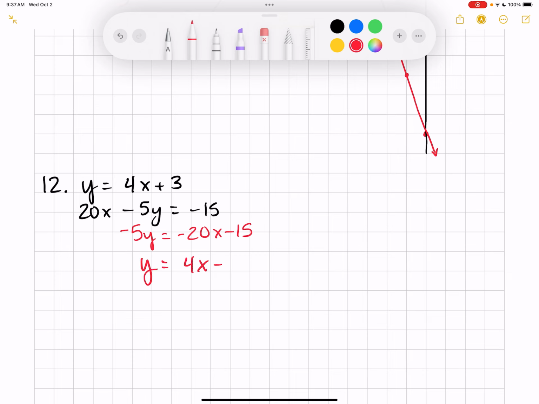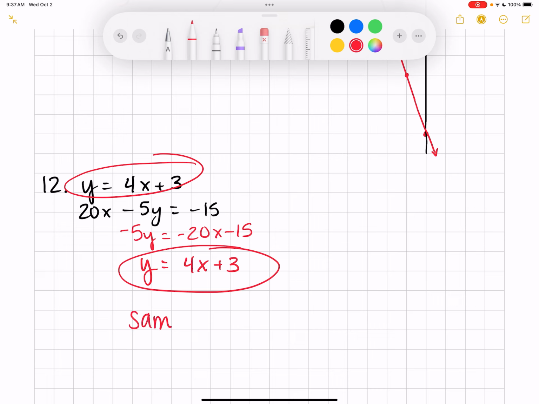What do you notice? They're the same slope. They're the exact same line. You don't even need to graph this if they are the same. They're the same line. So what does that mean? They have all the same points. They're consistent. They're independent. Dependent.